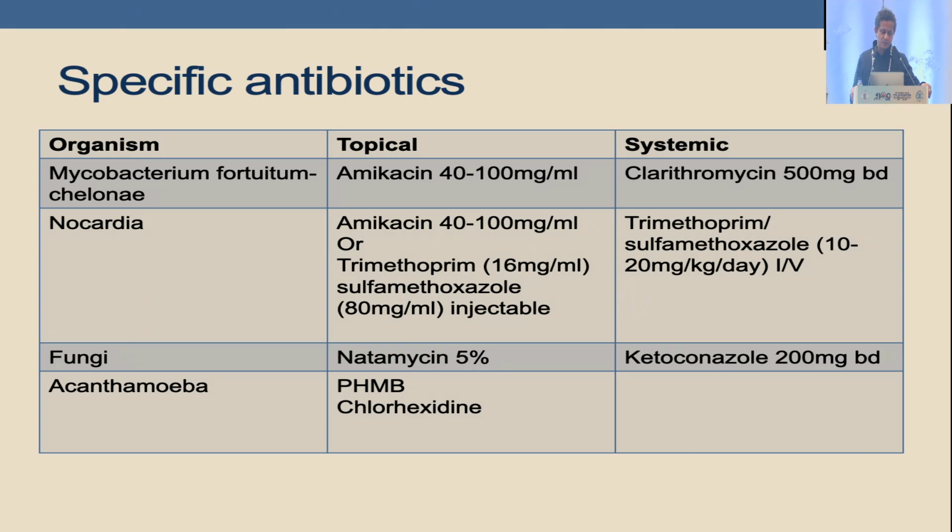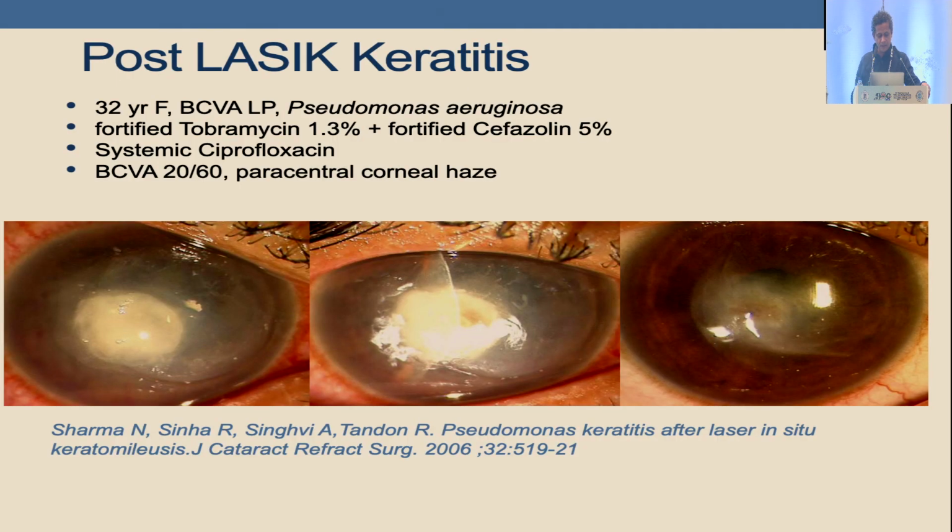Specific antibiotics, of course: for atypical mycobacteria, you can use amikacin, or you can also give systemic erythromycin. For Nocardia, again, amikacin and cotrimoxazole, which is easily available in India. For fungus, we have started using more voriconazole, but again, it depends on the organism. You can use natamycin and systemic voriconazole or ketoconazole. For Acanthamoeba, we use the usual PHMB and chlorhexidine combination if possible.